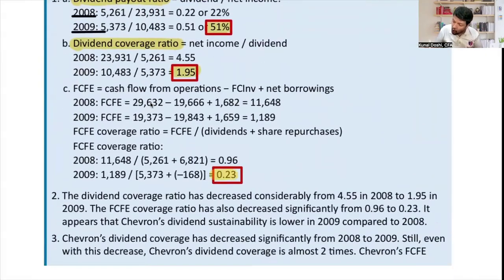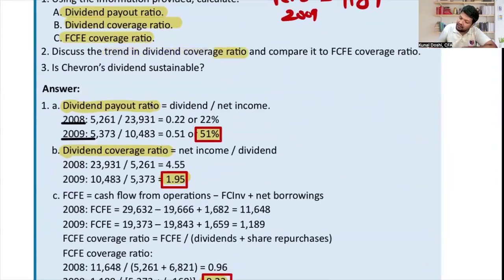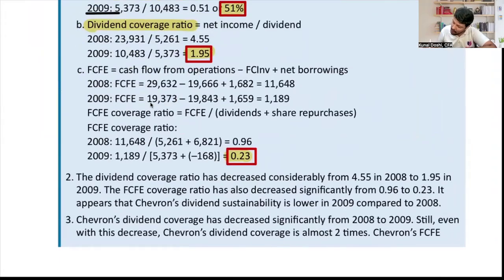FCFE coverage ratio has also fallen. What do you think? Is it a positive thing for the company or negative thing for the company? Everyone in the class, they are asking me, discuss the trend in dividend coverage and compare it with FCFE coverage ratio. What will I say? Both are decreasing significantly, isn't it? Year on year, right? But is this decrease or increase too high or too low?